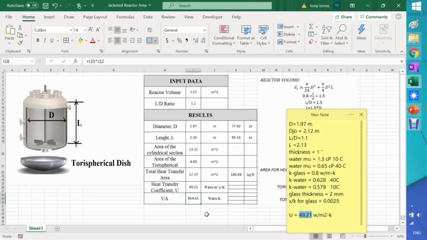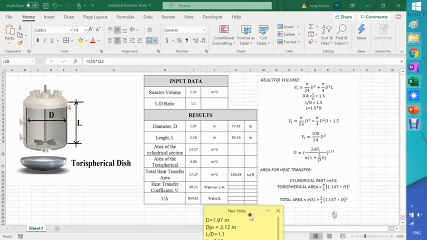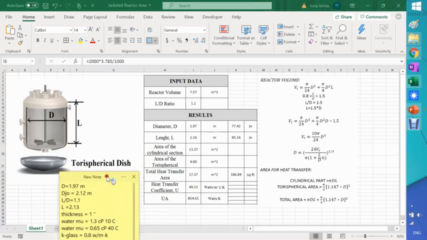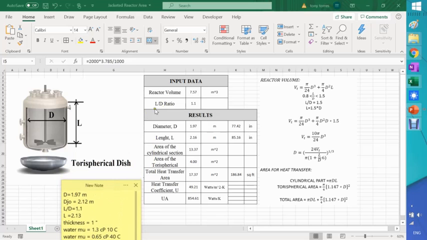That was the idea. If we have a vessel and we want a calculation to get UA, this is a very simple way to do it. You take the volume of the vessel, for example this vessel was about 2,000 gallons, and convert that to cubic meters. I know the L/D ratio for this tank because I have the blueprint. If you don't, then you pick a proper L/D ratio.